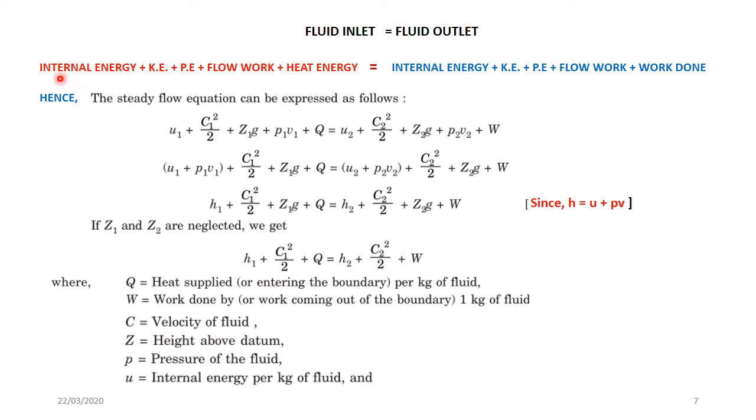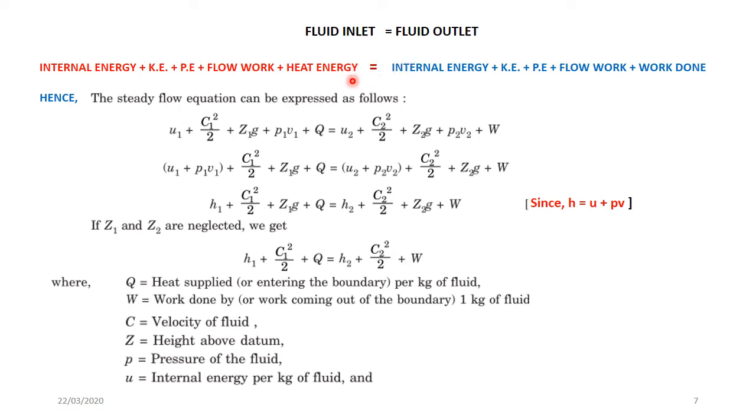So at the inlet there will be some internal energy of the fluid, kinetic energy plus potential energy, and flow work. Flow work means force into displacement. What do you mean by work? Work is equivalent to force into displacement, so F into D, correct? That is the flow work, plus heat energy. Heat energy is your Q, the amount of heat present in the fluid at the inlet.